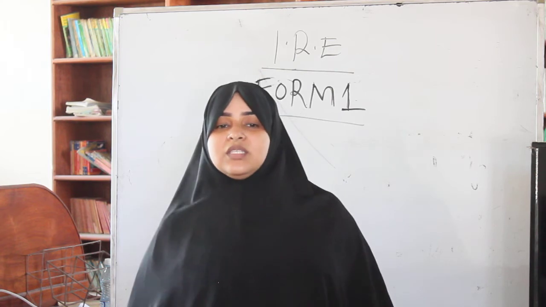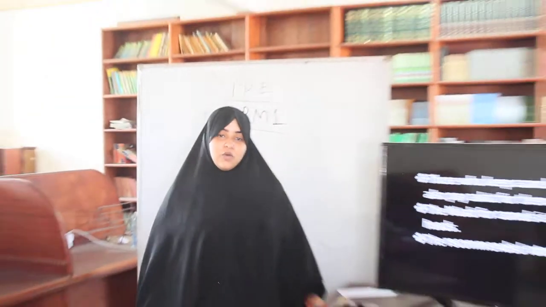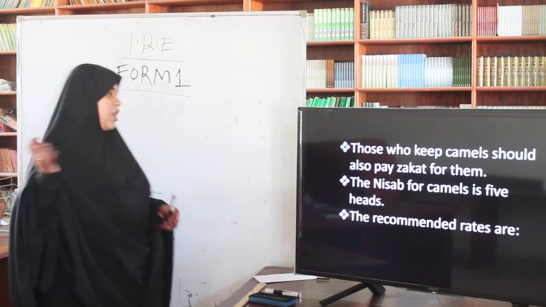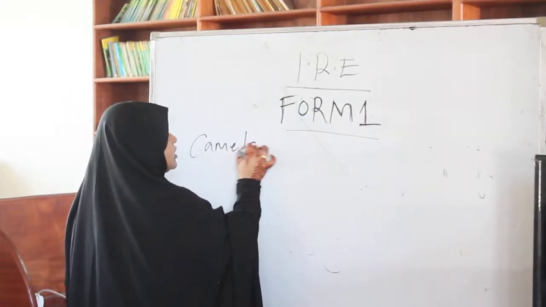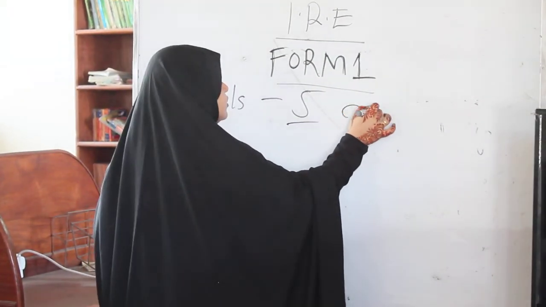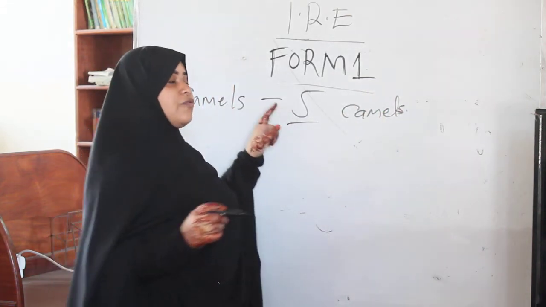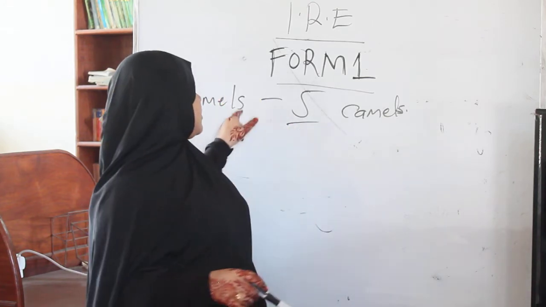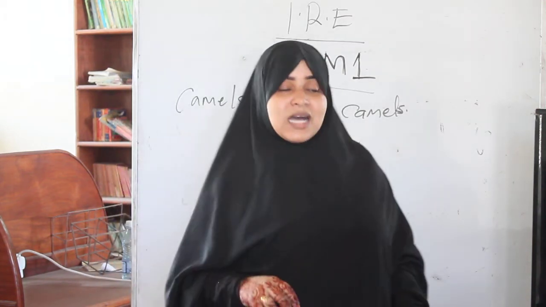Then we're also saying that those who keep camels should also pay zakat for them. And the nisab for camel is 5. The nisab is 5 camels. So it must reach 5 camels for you to be able to pay zakat, because nisab is the minimum amount on which zakat is payable.